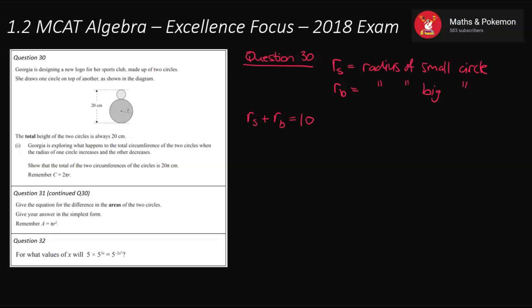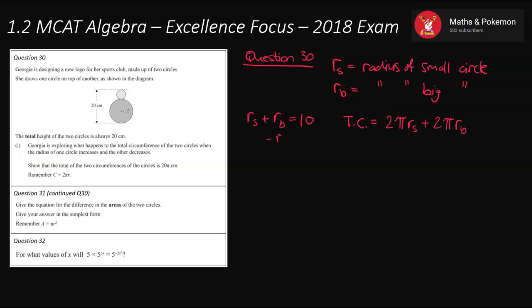And thinking of the next relationship, the total circumference, TC, that's going to be equal to the 2 individual circumferences added together. So it's going to be 2 pi times the small radius. That'll be the circumference of the small circle. And we're going to go plus 2 pi the radius of the big circle. Those added together will give you the circumference of the total logo.